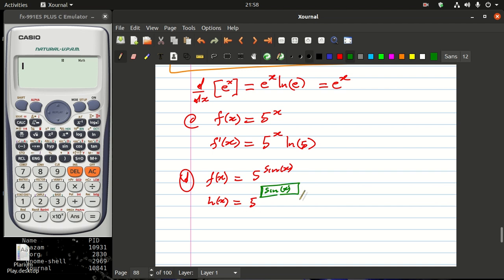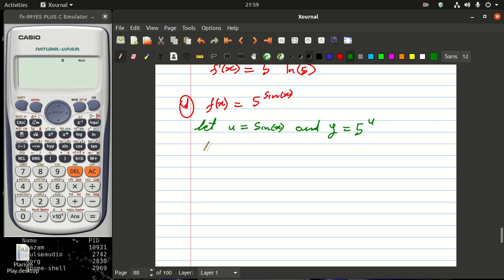So to deal with this whole thing, what is sitting in the value of x, I'm going to let it be a u, so that I can get something easier. So I'm going to say let u equal to what was sitting in the value of x, sine of x. And now my y is going to be a new function, still the same function, 5 raised to, but instead of having this whole thing, I'm having a u. So that's how this is happening.